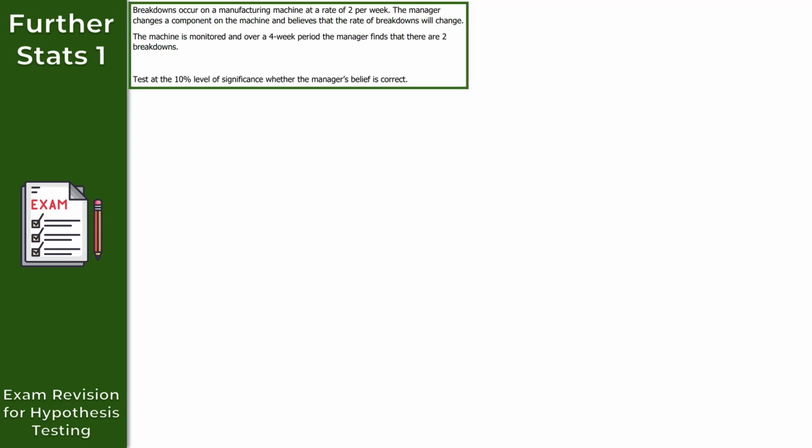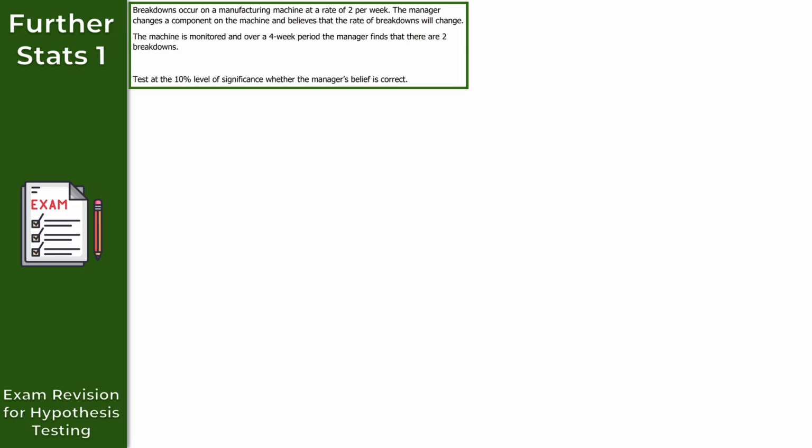Let's get started then with question 1 here. For question 1, we're told that breakdowns occur on a manufacturing machine at a rate of 2 per week. The manager changes a component on the machine and believes that the rate of breakdowns will change. The machine is monitored, and over a 4-week period, the manager finds that there are 2 breakdowns. For this question, we want to test at the 10% level of significance whether the manager's belief is correct. So we're hypothesis testing here, so the first thing that we should do is define our hypotheses.